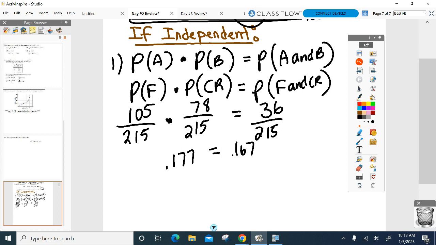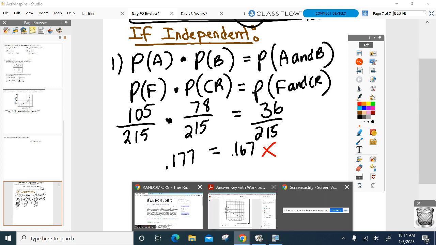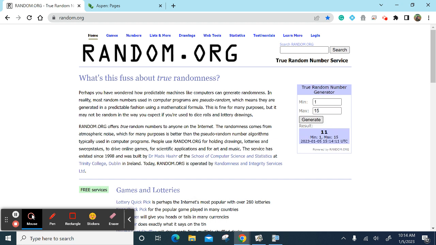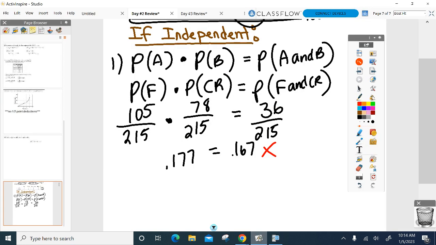So what can we say about female and classic rock? Because we can't just show this without writing something about what we just proved. What can we say about female and classic rock? Independent or not independent? Not independent. They have to be equal to each other to be independent. We're going to see this. And we're going to do more of these, but this is the rule it needs to follow.